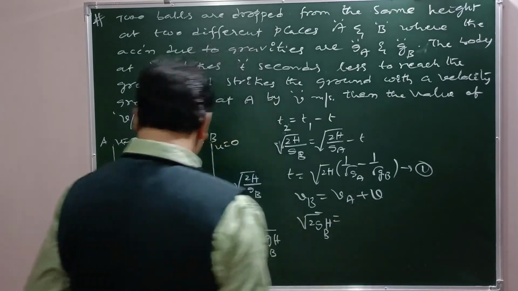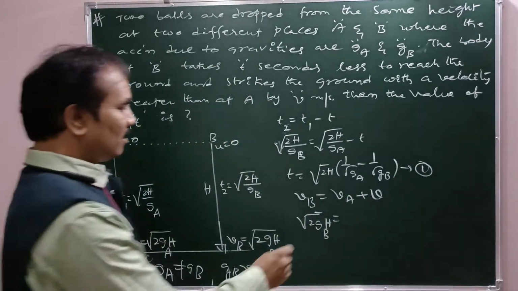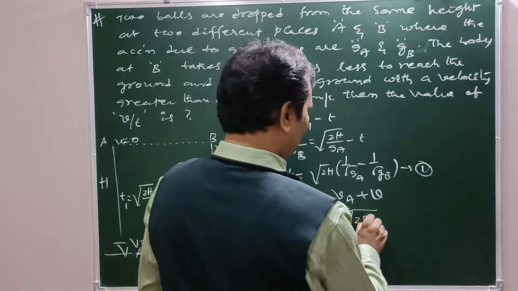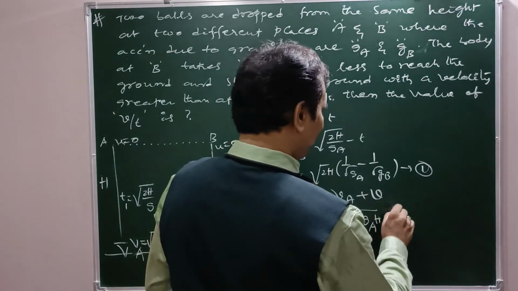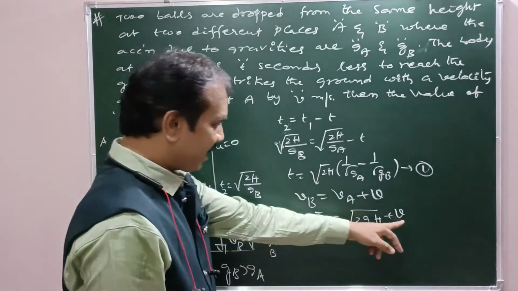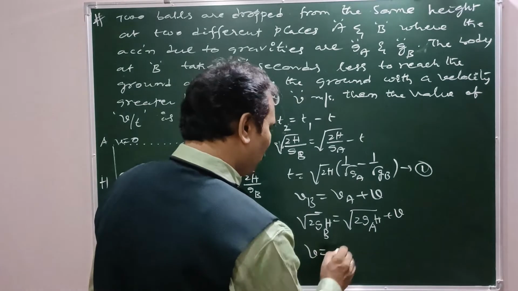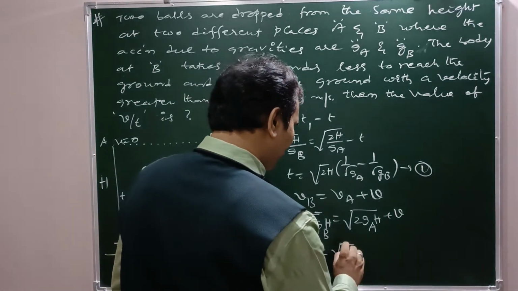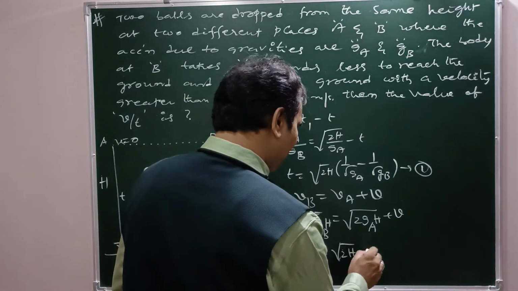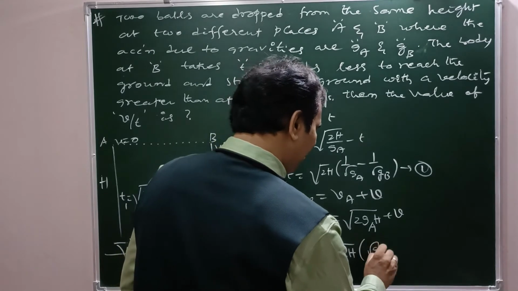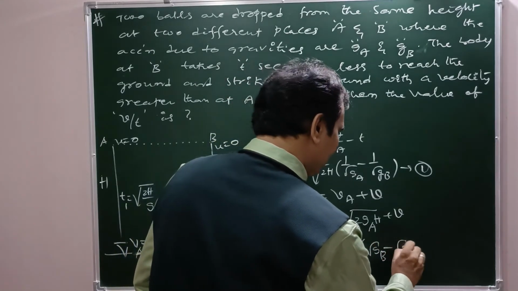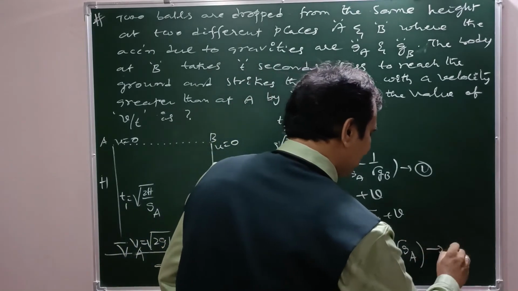What is VA? That is root 2GAH. Plus V. Now make V the subject, that is V equal to root over 2G, root 2H is common, that is root GB minus root GA. Right? This is equation number 2.